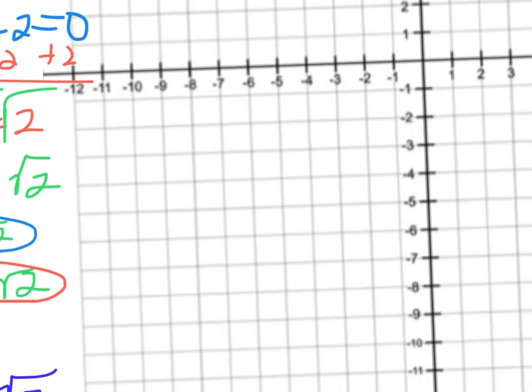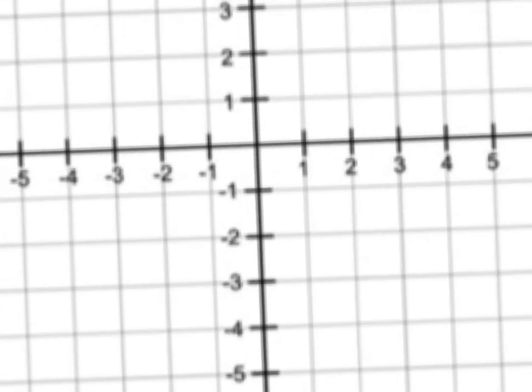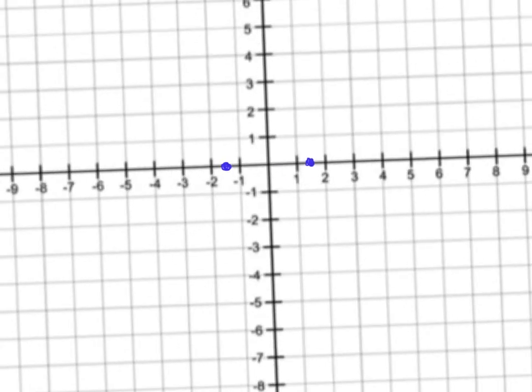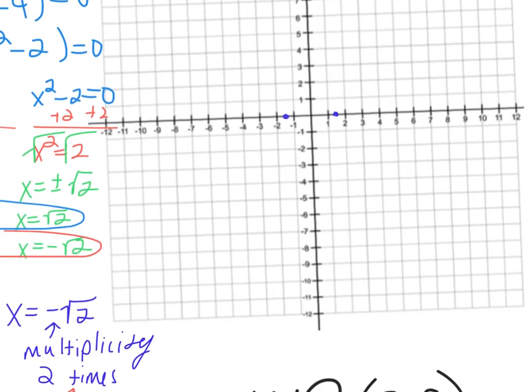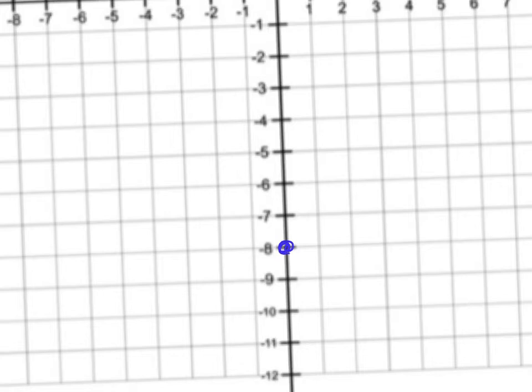The square root of 2 is in between 1 and 2. Tomorrow? Or Friday, whenever your quiz is. Friday. Yeah, my bad. I keep thinking tomorrow's Friday. I'm just hopeful. Where else do I have a point? At y equals -8. Good.